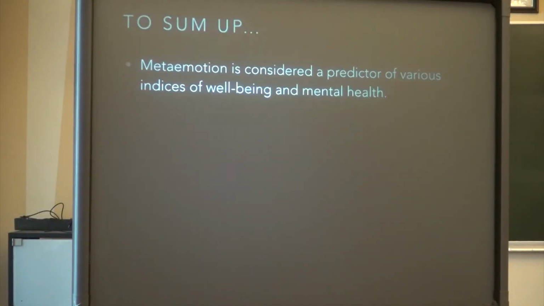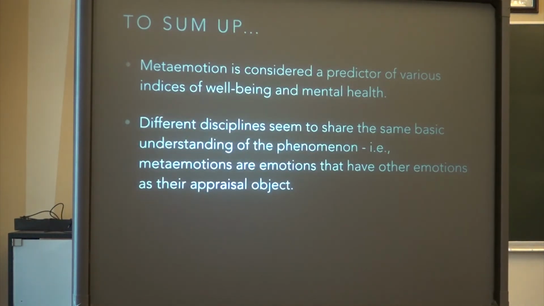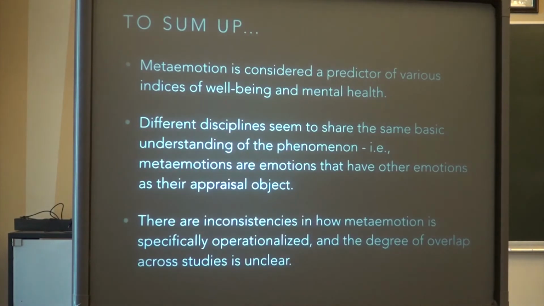Well, first of all, from these examples at least, it seems that meta-emotion is considered an important or a slightly important predictor of various indices of well-being and mental health. They also show that different disciplines share the same basic understanding of the phenomenon. So meta-emotions are emotions that have other emotions or components of emotions as their appraisal objects. However, they also illustrate some inconsistencies in how meta-emotion is specifically operationalized. Also, I think the degree of overlap across different studies is unclear.